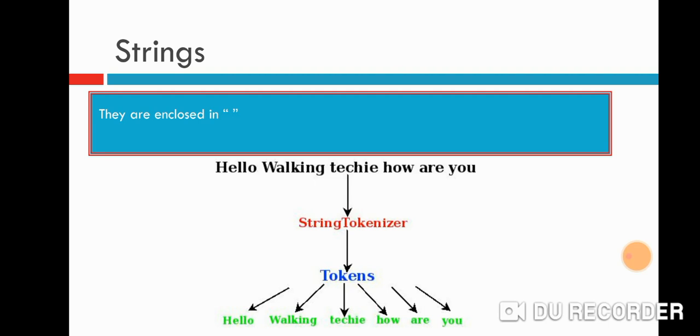Now what is a string? Strings are nothing but tokens which are considered as a string. We will be learning much in detail about strings in class 10. Basically, each sentence is divided into tokens and each token is stored separately. They are enclosed in double quotations.